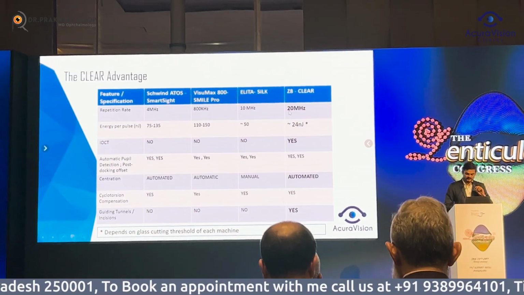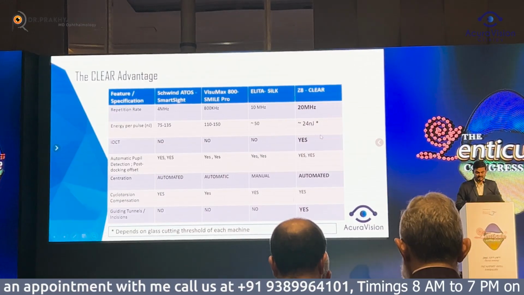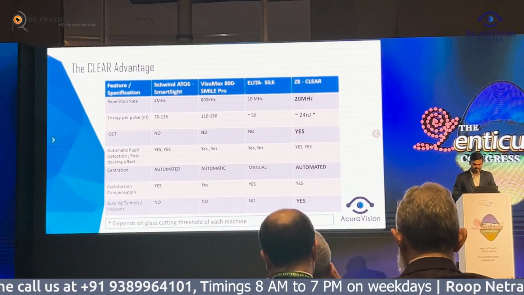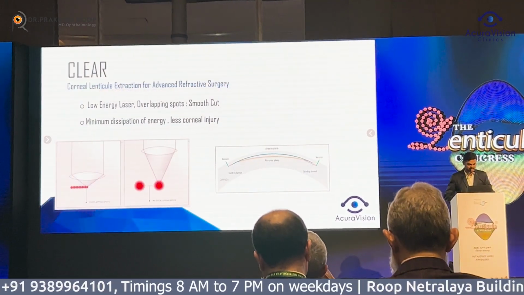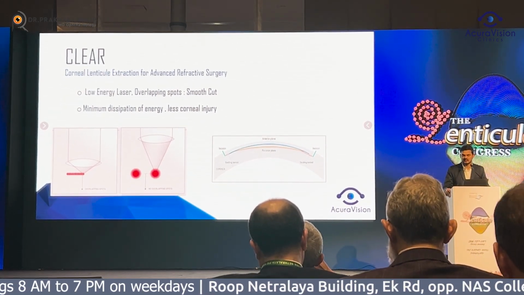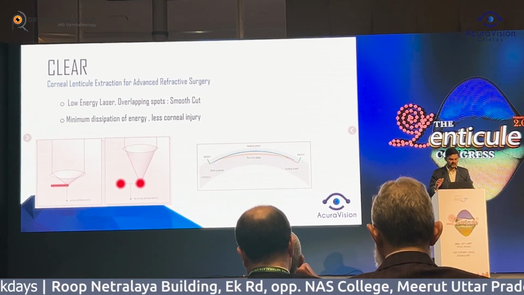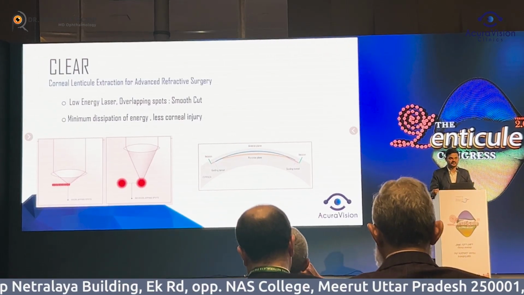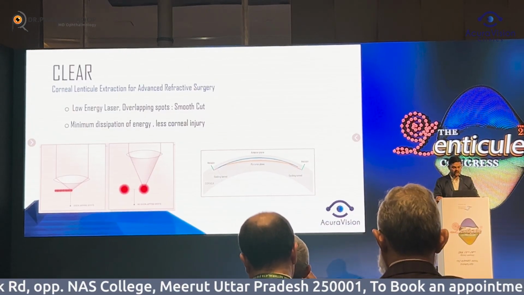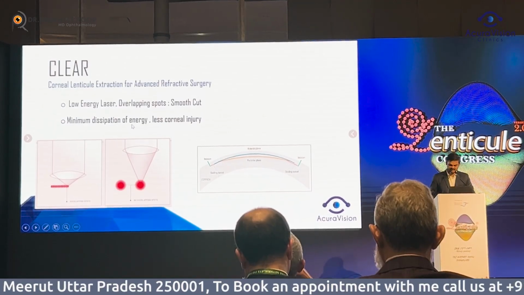For me, in my machine, this energy per pulse is actually really very low, but that depends from machine to machine. It varies because of the glass cutting threshold of each machine being different. So basically, the concept of low energy laser is being used by Zimmer for the last maybe 13 or 14 years. I don't know the long history, but the flap of Zimmer was always made on this low energy platform itself, which used to give a very smooth cut, and the reason for that is minimum dissipation of energy and lesser corneal injury.